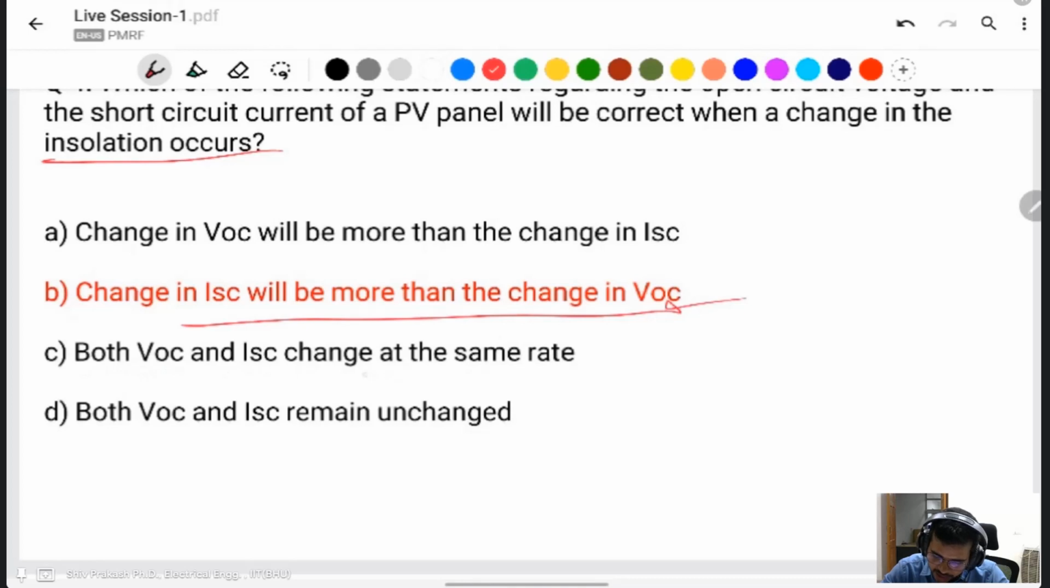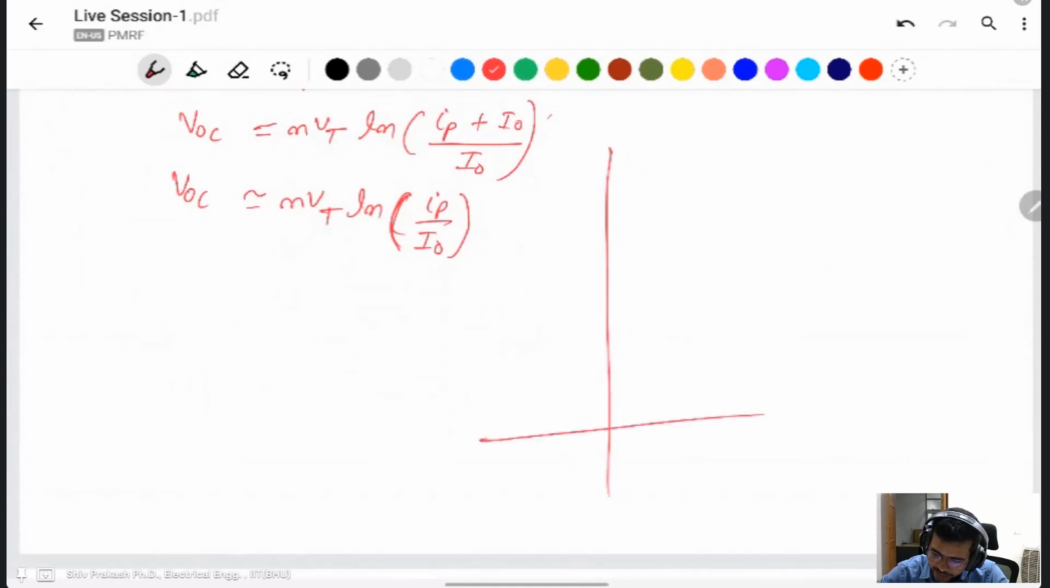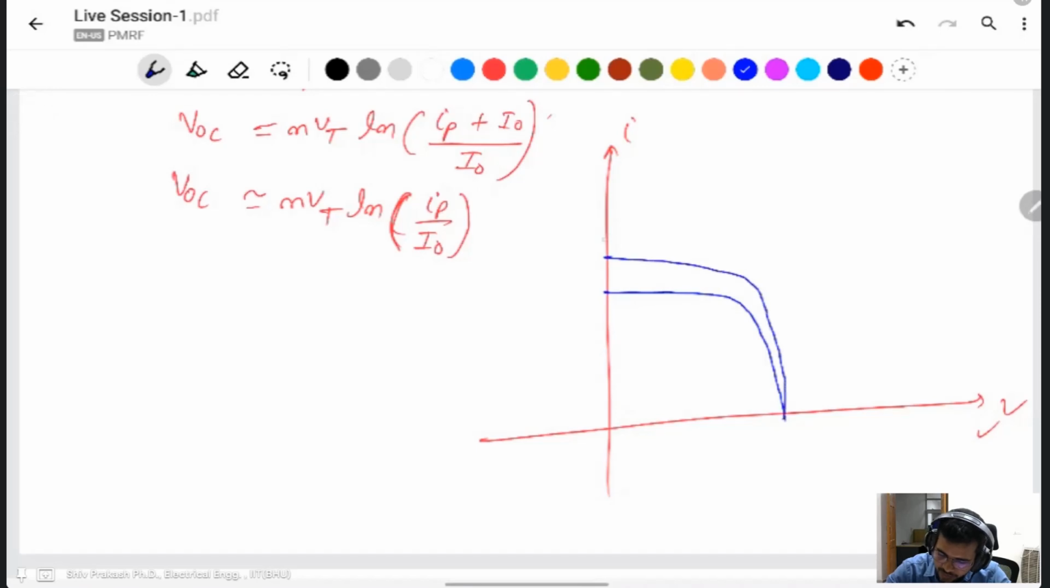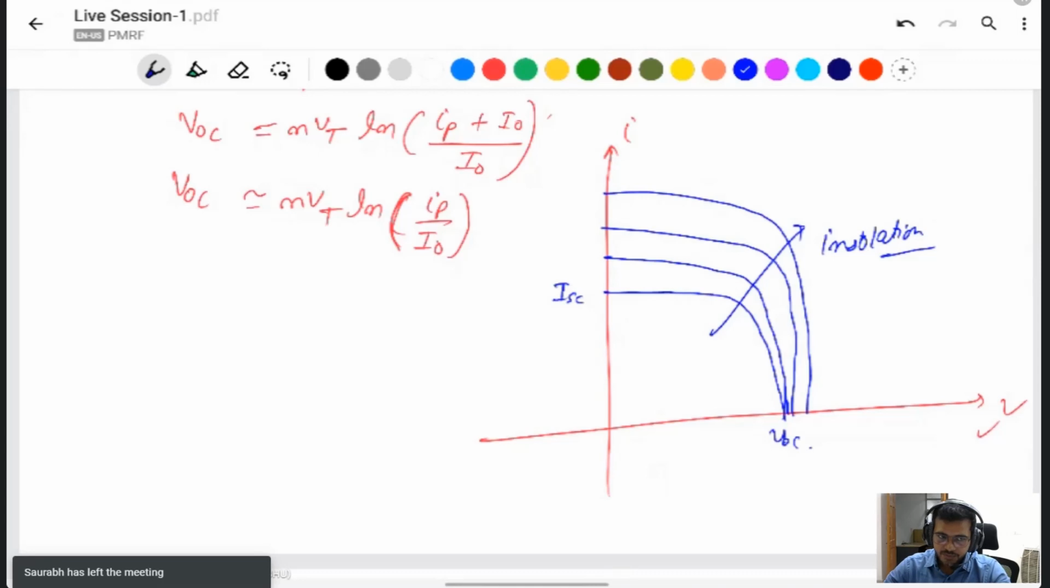Both VOC and ISC change at the same rate? No, one is linear and the second is logarithmic. Both VOC and ISC remain unchanged? No, they depend on the insulation. You can also draw the IV characteristic, which I already drew, for different insulation. This one is VOC, then ISC, in increasing order of insulation. ISC changes more, and VOC changes less.